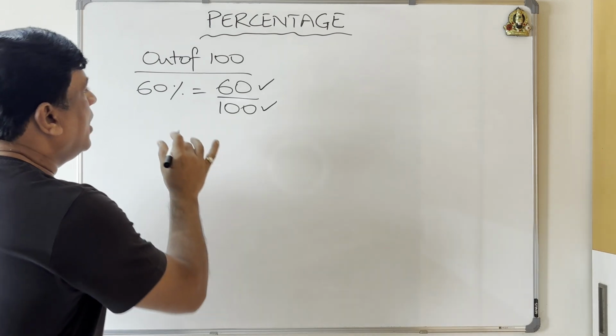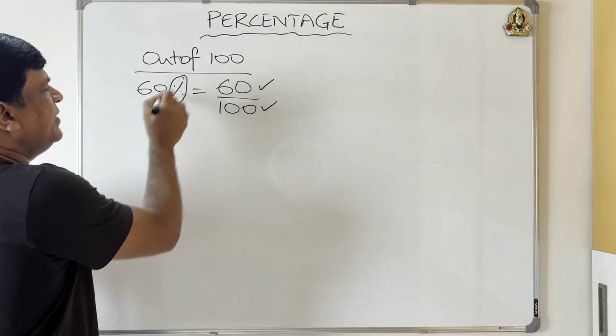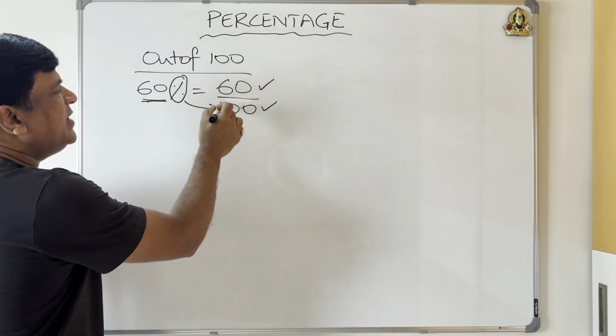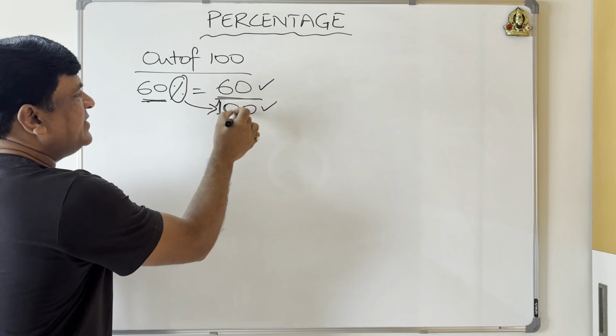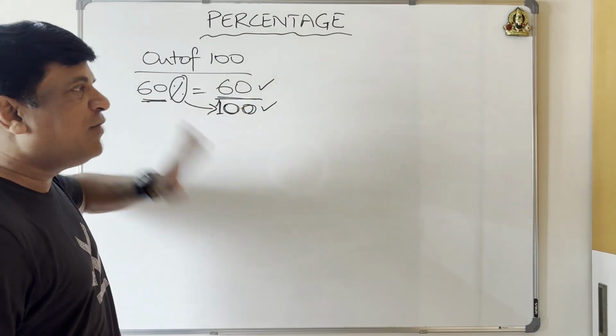So whenever there is a percentage symbol associated with a number, you can just replace it by divided by 100. That is what percentage is at a very high level.